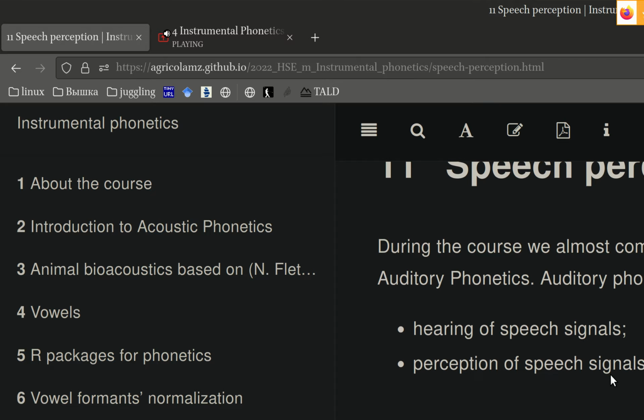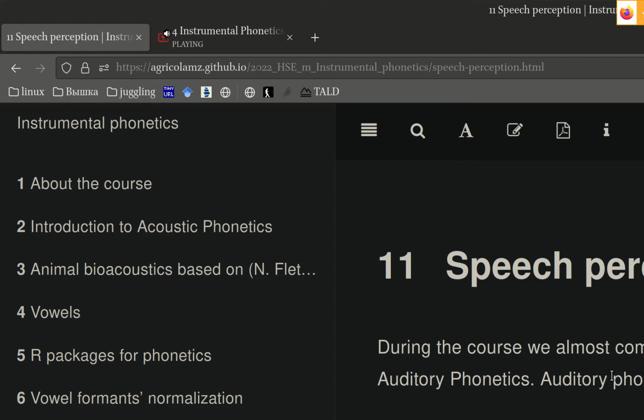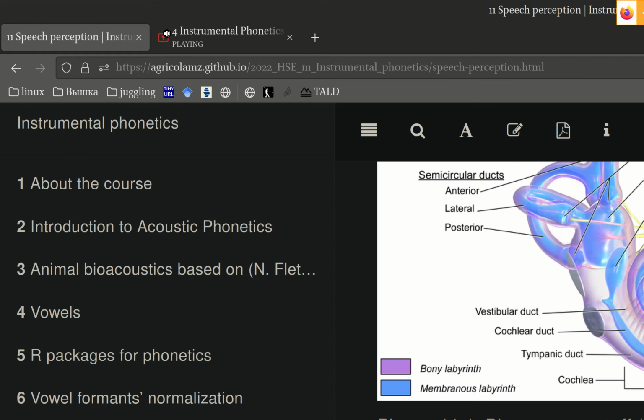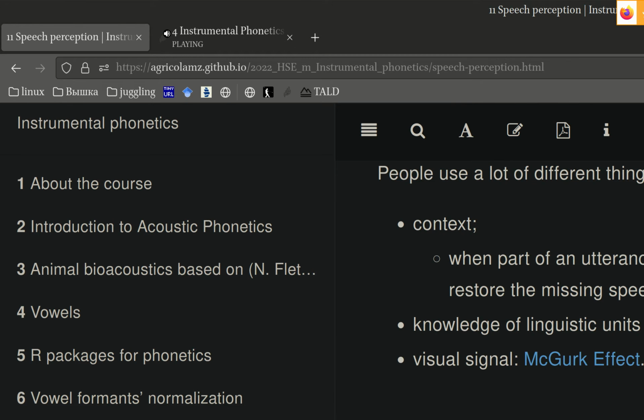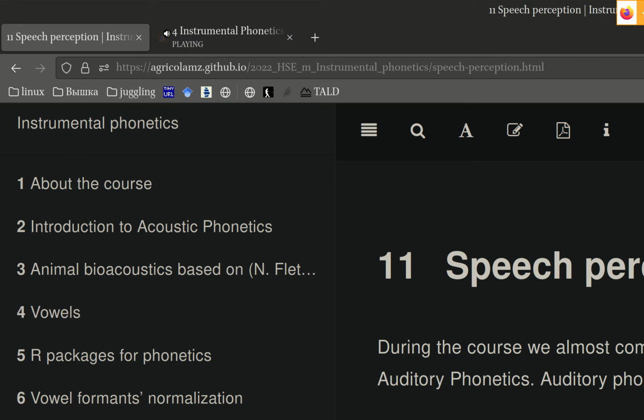So I would like to discuss speech perception, and unfortunately, I prepared some. So I know what I want to say during the seminar, but I haven't prepared this in my material, so I didn't have any time to prepare this in material. So actually, as you see, materials are really short.